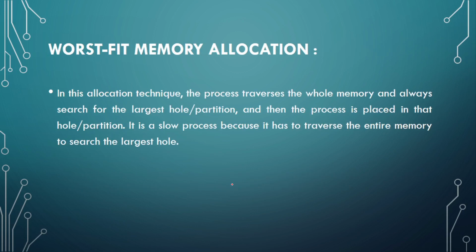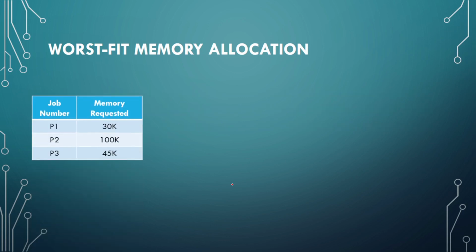In this allocation technique, the processor traverses the whole memory and always searches for the largest hole or partition. Here you have to remember: largest hole or partition, and then the process is placed in that hole or partition. It is a slow process because it has to traverse the entire memory to search for the largest hole. Here we have an example to understand worst fit memory allocation.